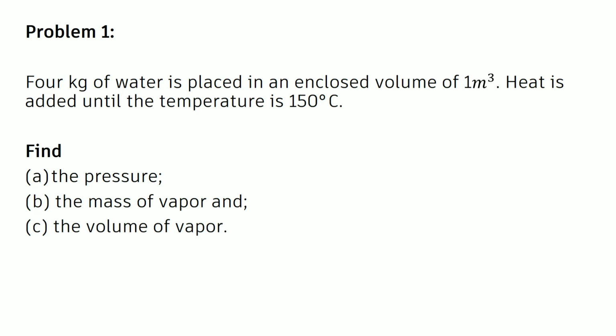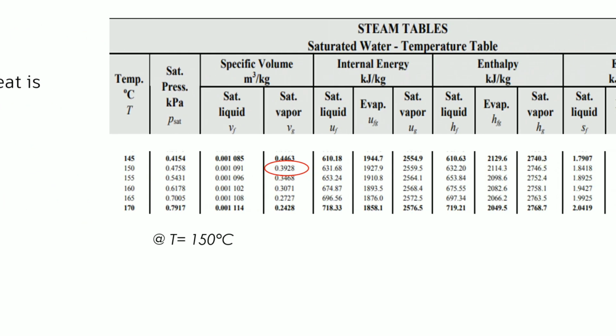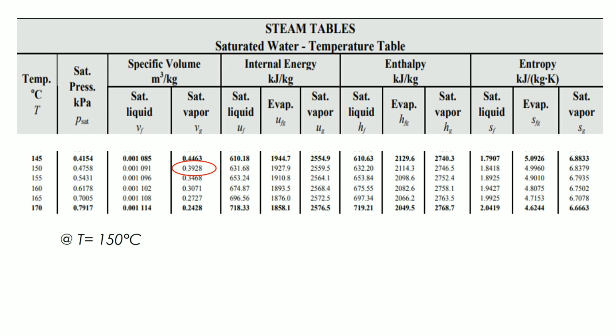So let's internalize the problem. There is a 4 kg water. It is placed in a volume that is amounting to 1 cubic meter, and the heat addition in this water is 150 degrees Celsius. So we need to find the pressure, the mass of vapor, and the volume of vapor. For this problem we need to use the steam table.